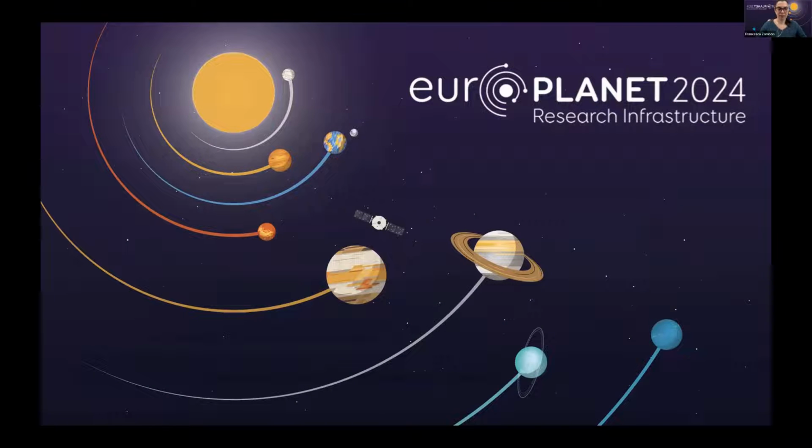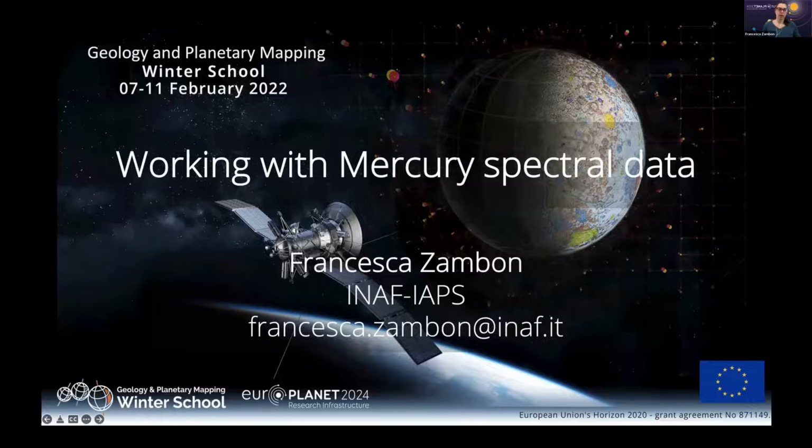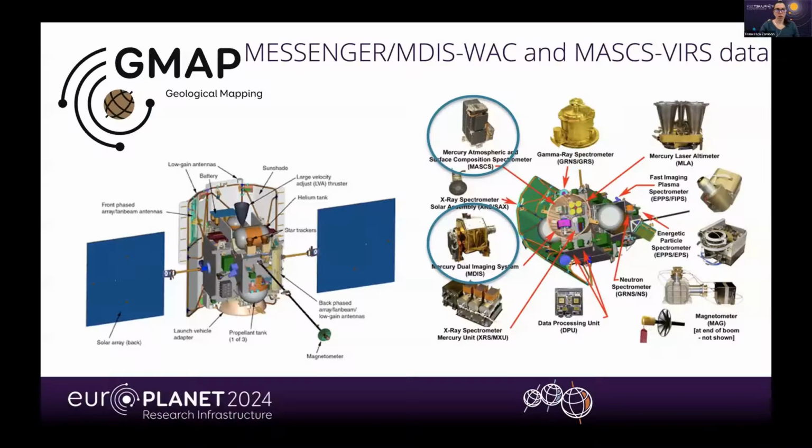Good morning, everybody. So now we go more in detail on how to work with spectral data on Mercury. We focus our attention on two instruments on board the MESSENGER mission. The first one is the Mercury Dual Imaging System, and the other one is the visible infrared spectrometer.